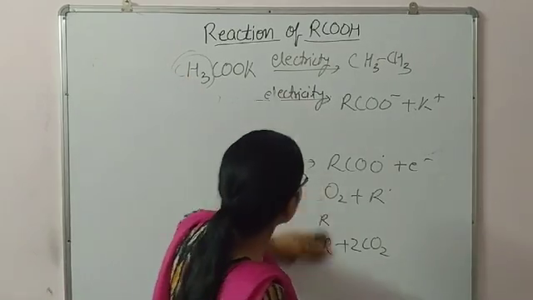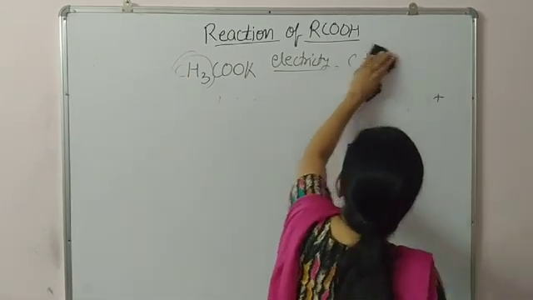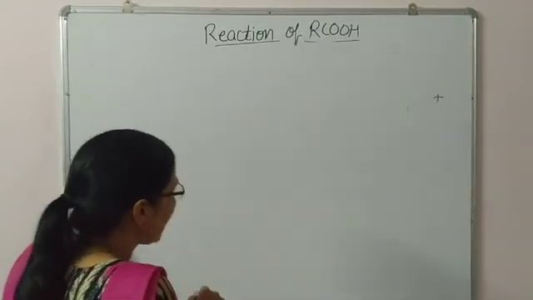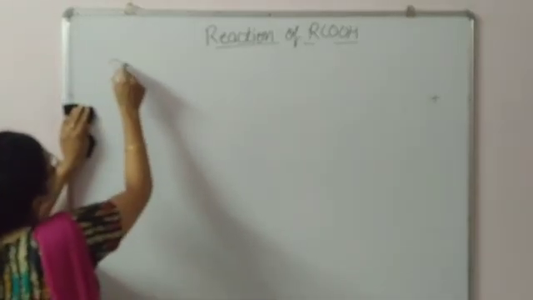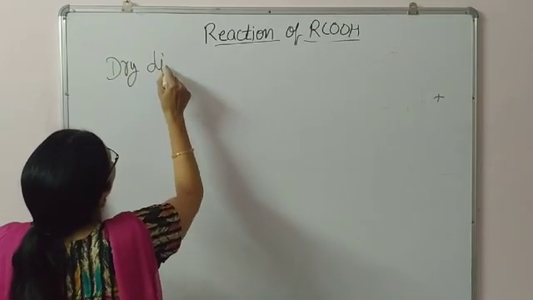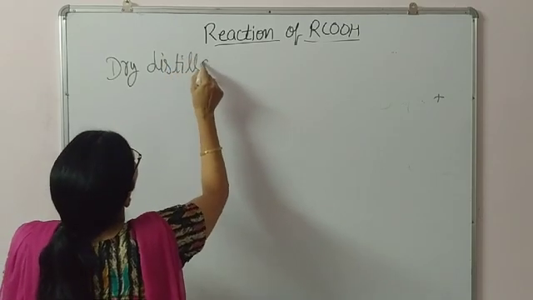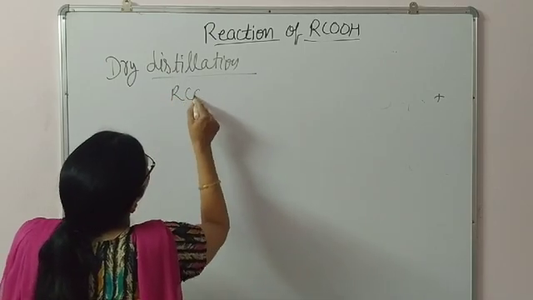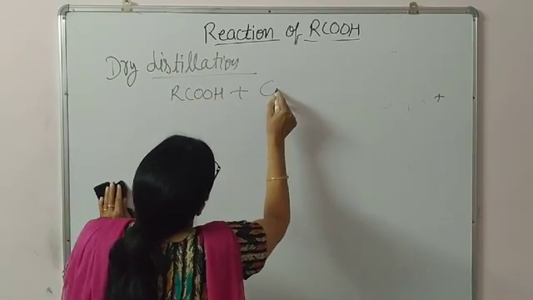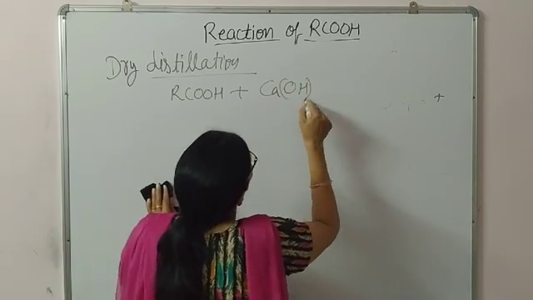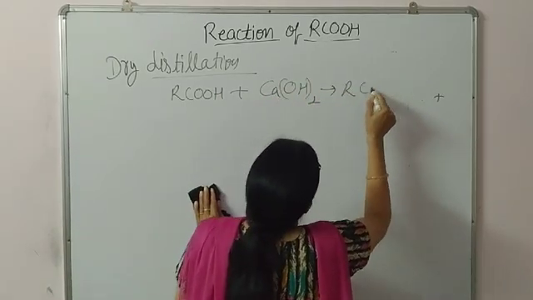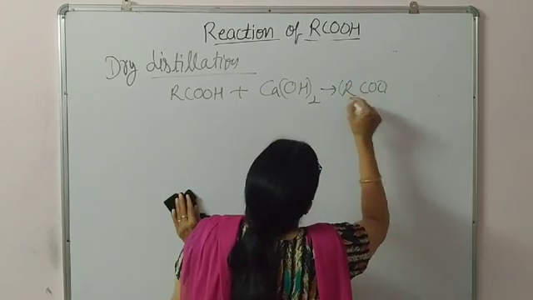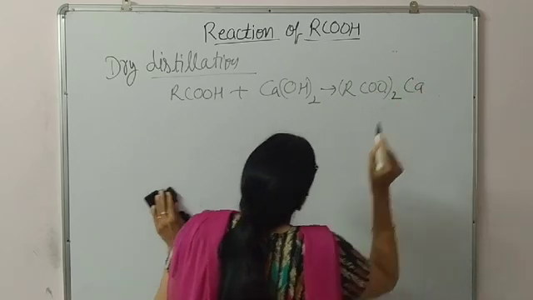Now the next reaction, carboxylic acid as acid. What will happen? Dry distillation. For this purpose, we will take RCOOH and calcium hydroxide. So the compound will form (RCOO)2Ca.